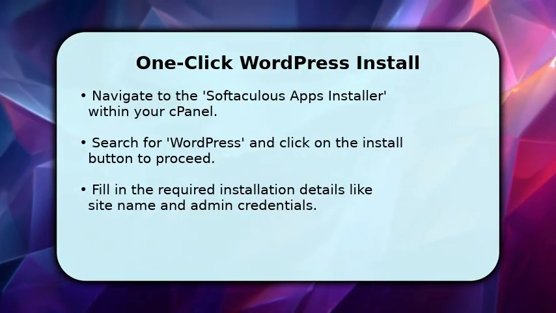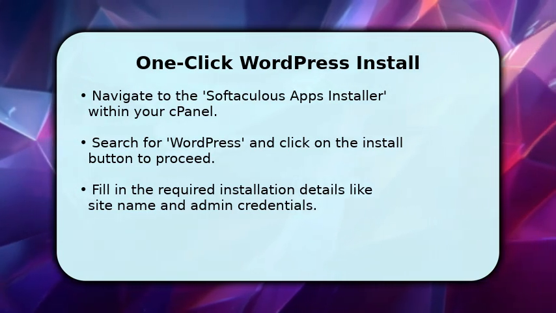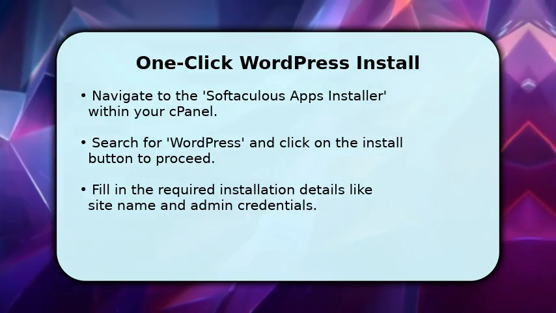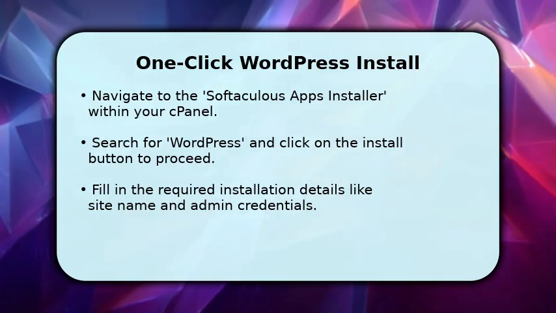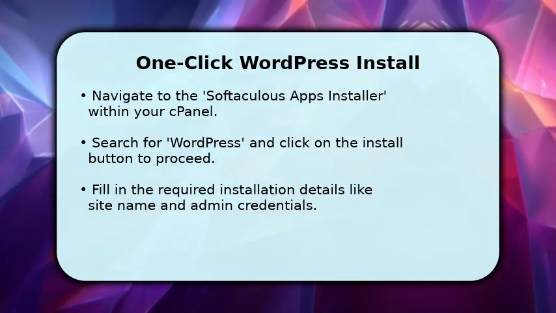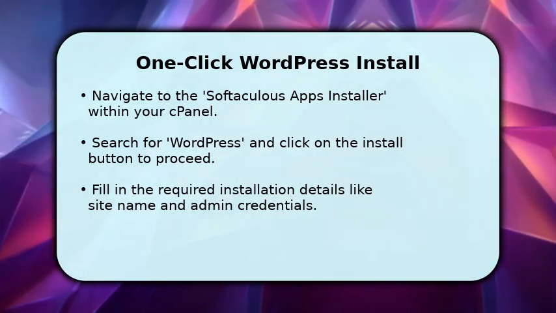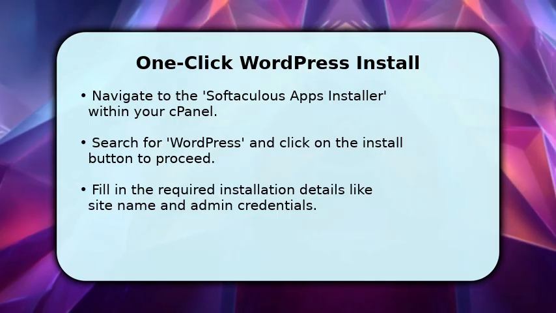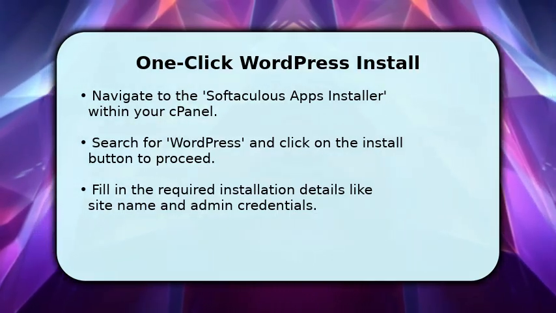Now, let's get WordPress installed. Once you're in cPanel, head over to the Softaculous Apps installer. You'll easily spot WordPress there. Just click the Install button. You'll then be prompted to fill in some essential details, such as your website's name and your administrator login information. Remember to select the correct domain and directory where you want WordPress to reside. This one-click installation makes setting up your site incredibly simple and fast.